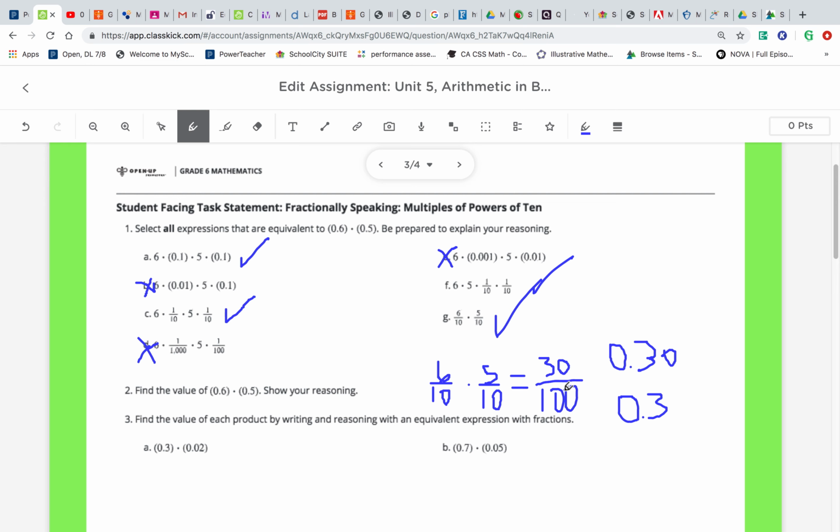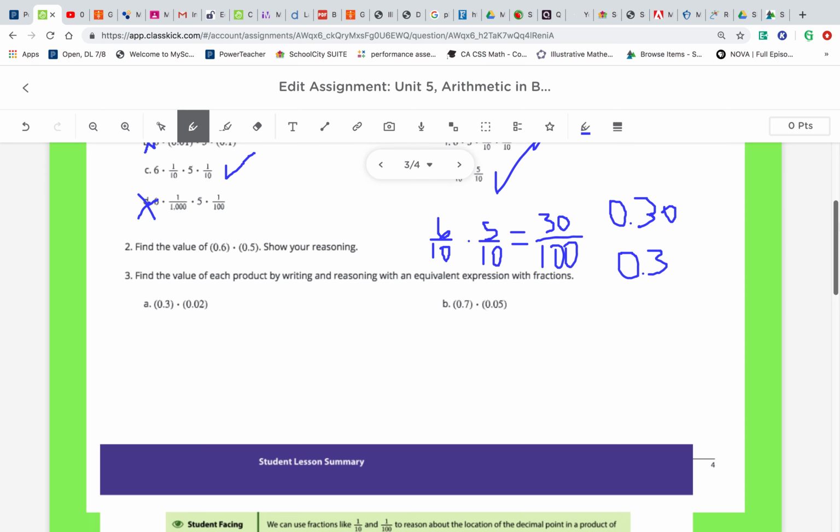Now there are other ways that we're going to do these problems, which we'll get into a little bit later on, which I think will be the norm for most of you moving forward. So let's get right to that. Let's look at number 3, part A. 0.3 times 0.02. So this is 3/10 times 2 hundredths.